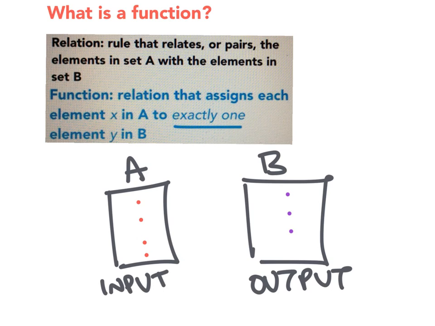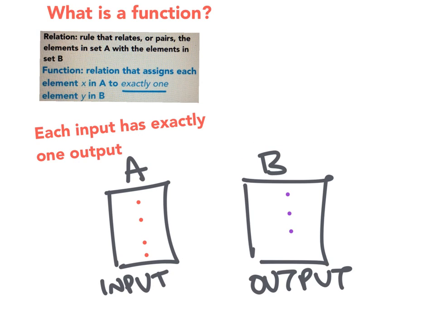So this element right here could not go here and here. In other words, what we're trying to say is each input has exactly one output. So this input right here in A cannot go to more than one place in B. It can only go to its single output. It cannot go to another one.